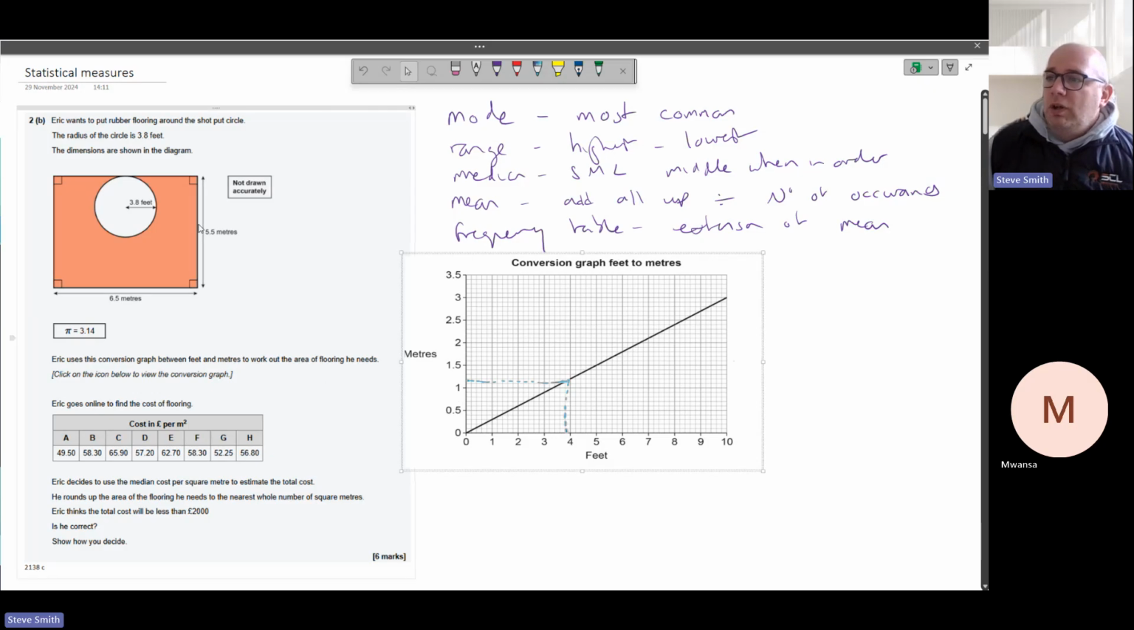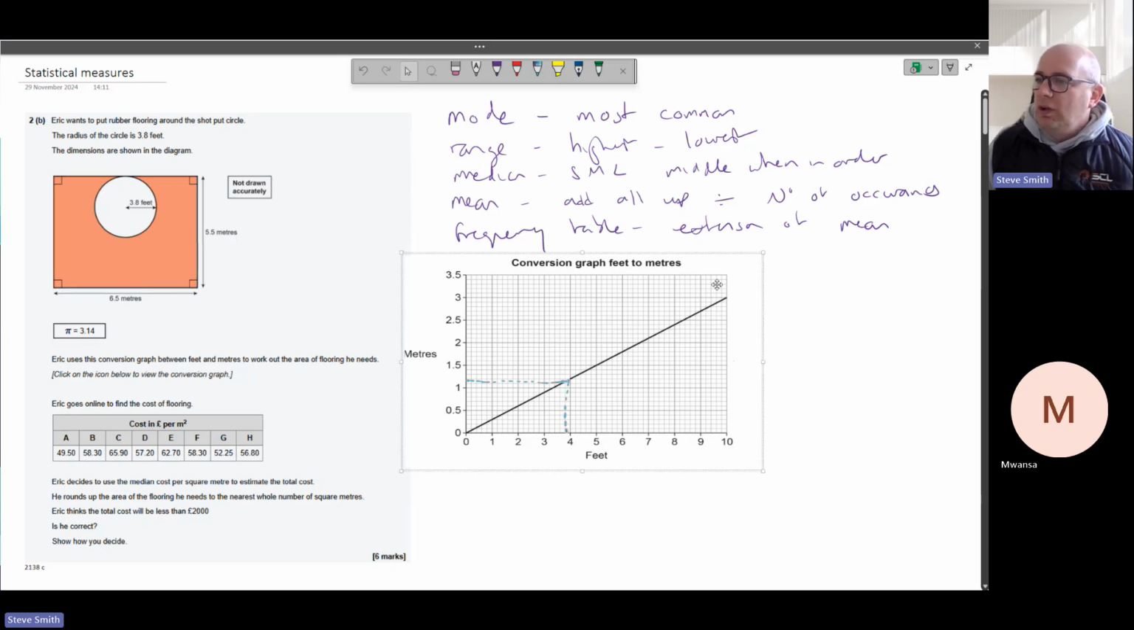Okay, so we've got here a circle. We've got meters. We've got feet. We've got median going on here. So we'll break it down into 6 points. So the first thing we need to do here is work out the area of the full square.